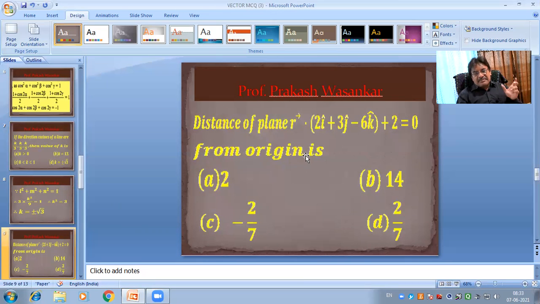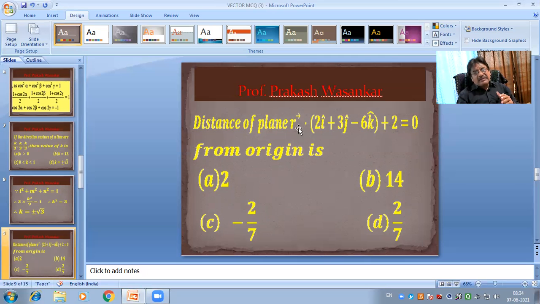Next, this is an MCQ on plane. The distance of the plane vector r dot (2i plus 3j minus 6k) plus 2 equals 0 from the origin is: option A, 2; option B, 14; option C, minus 2 by 7; option D, 2 by 7. Here the vector equation of the plane is given, and we convert this vector equation into the normal form of the plane.